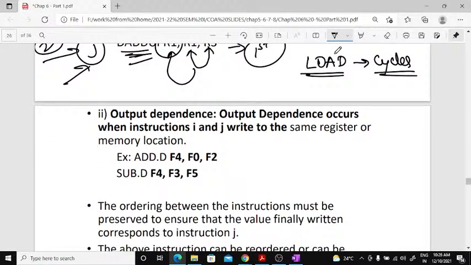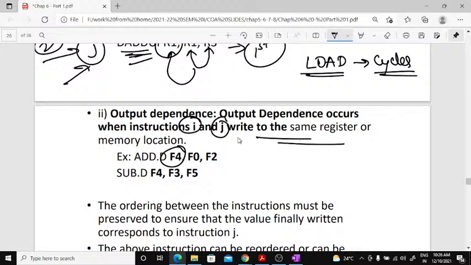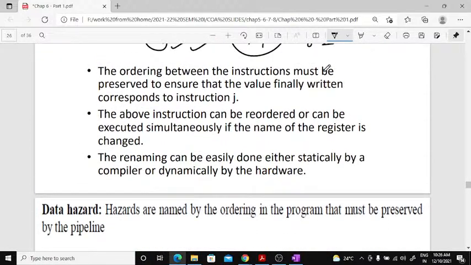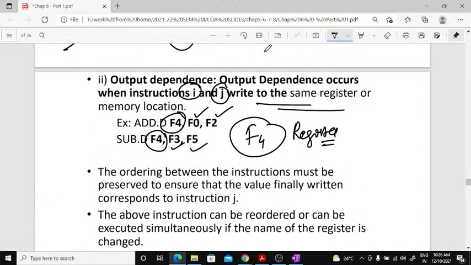Then output dependency. Okay, here output dependence occurs when instruction I and J write to the same register. Here F2 writing to F4, F3 and F5 writing to F4. Both are using the F4 register to store the data. Likewise, some data dependency will occur.